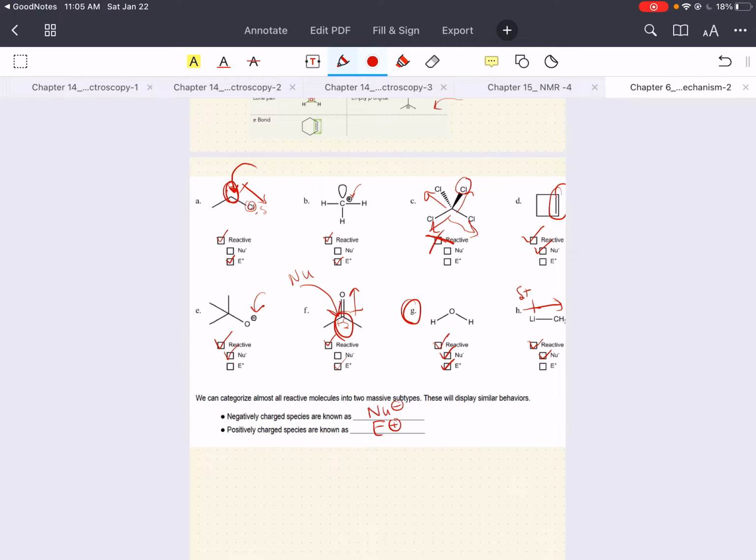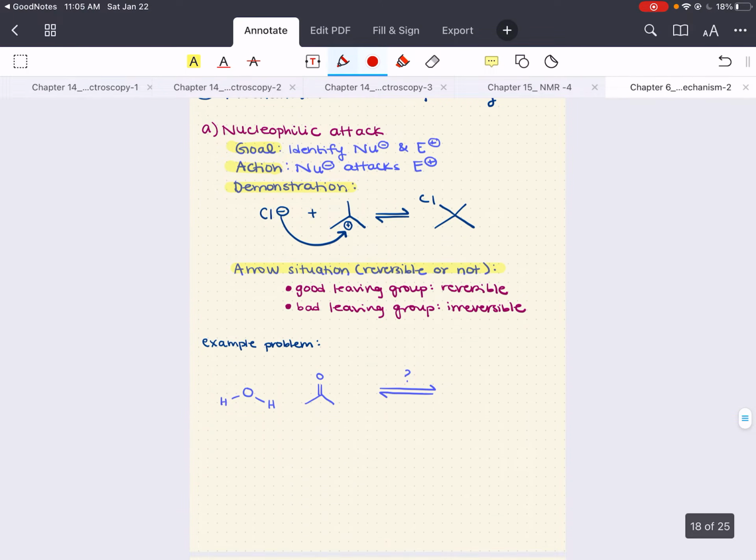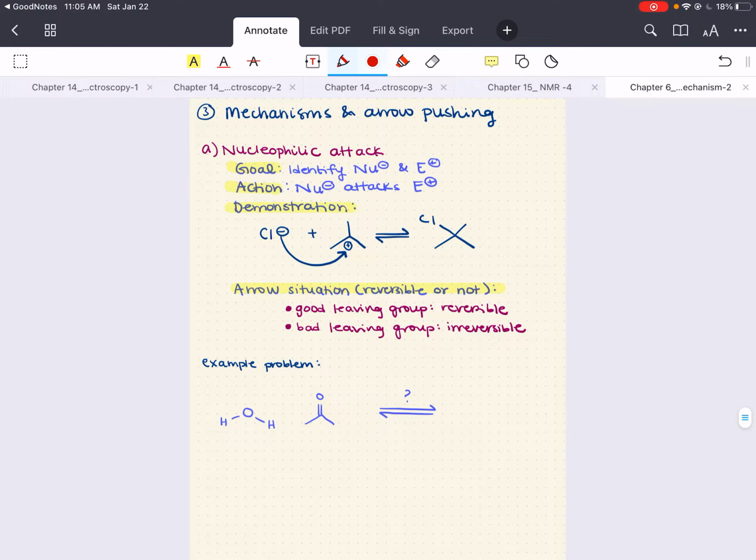Fantastic. Now that we have defined nucleophiles and electrophiles, let's learn some mechanisms and how to draw the proper arrows for them. We're going to start off with our first pattern, and that's a nucleophilic attack. It's characterized by a nucleophile attacking an electrophile. So your goal is to identify your nucleophile and your electrophile in a set of reactants, and then your action step is to have the nucleophile attack your electrophile.